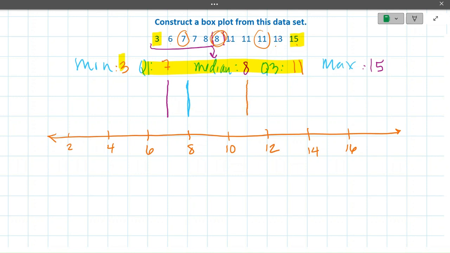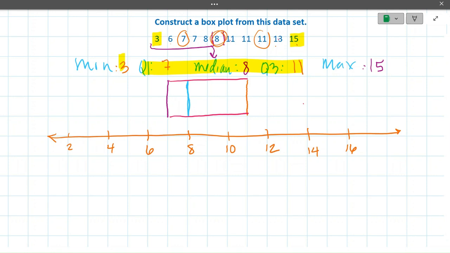So those are our 3 quartiles. You could think of the median as the second quartile, with the first quartile and the third quartile. So I'm going to go ahead and connect these to make a rectangle.